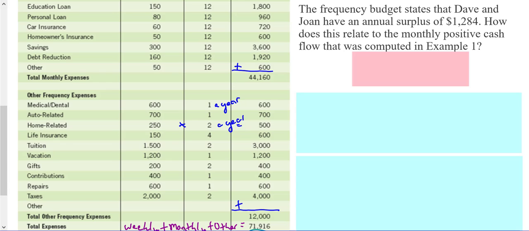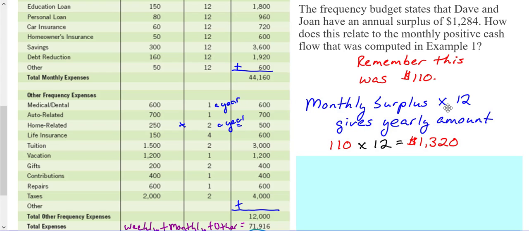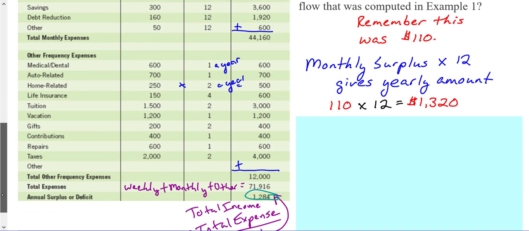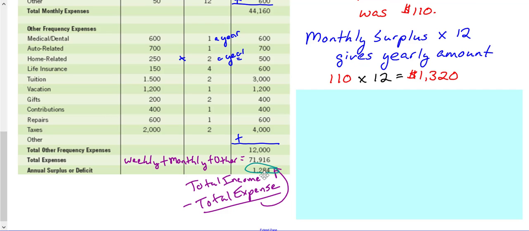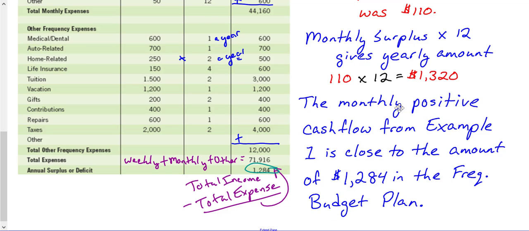Okay. How does this relate to the monthly positive cash flow that we looked at previously? That was computed in example 1. So remember, this was $110 on the example from the first video. So the monthly surplus times 12 would give you a yearly amount. So if we take that 110 and multiply it times 12, it becomes 1,320. Now, when you compare this to our annual surplus down here, 1,284, it's very close. So the monthly positive cash flow from example 1 is close to the amount of 1,284.